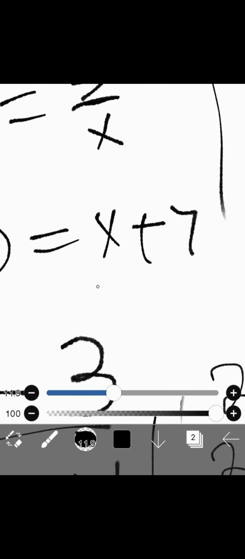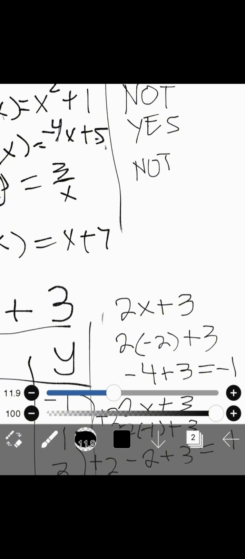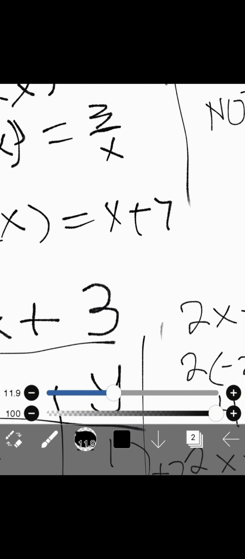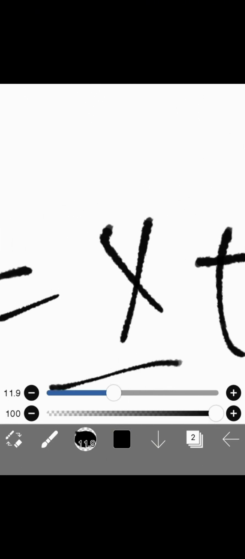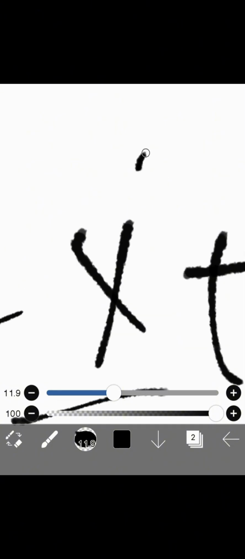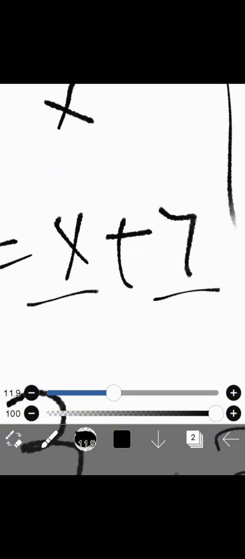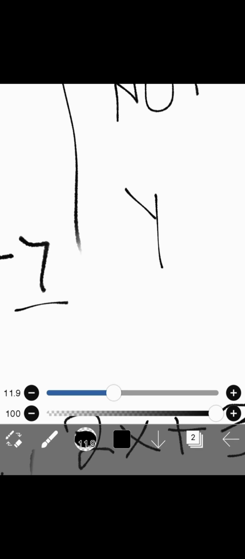The last one, we have x plus 7. And like we said, a linear function has the slope and then the y-intercept. It doesn't have an exponential value of 2. So we say that this is a linear function.